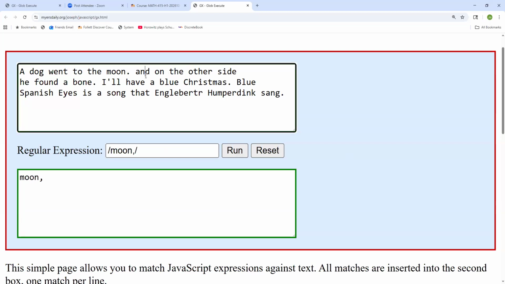And I went to the moon, and then instead of saying on the other side, I just said on the other side, he found a bone. Now it won't find the word moon or the comma. So what's the problem there? Because there's no comma there, but what if I wanted it to match both a comma or a period, any punctuation?